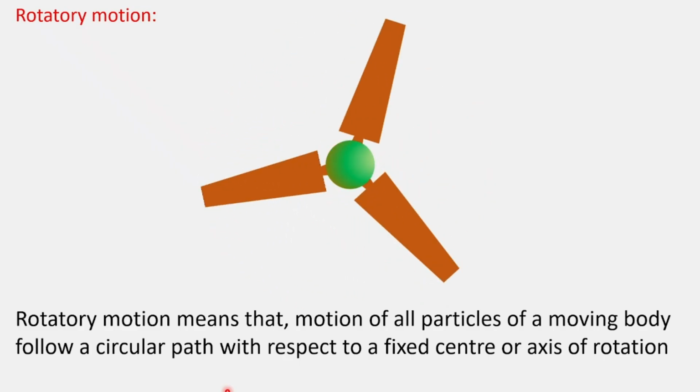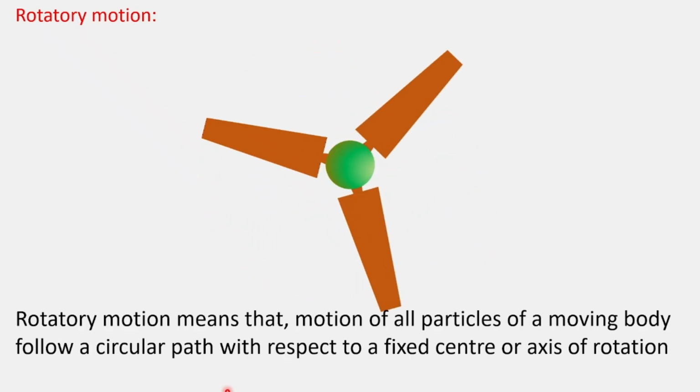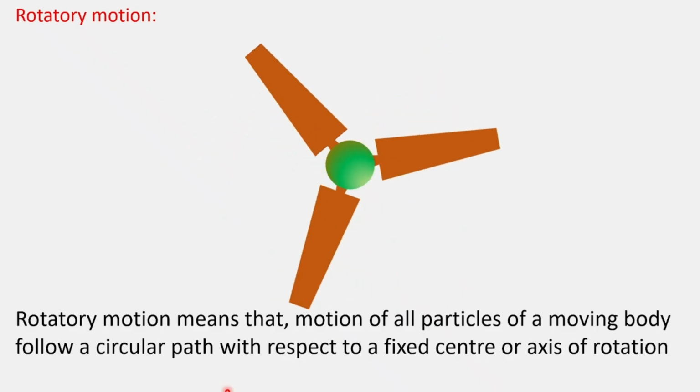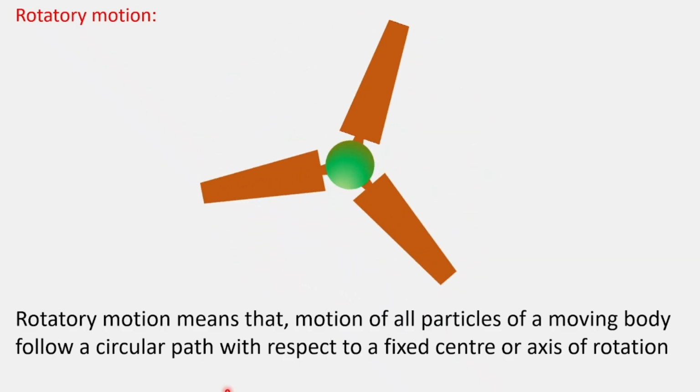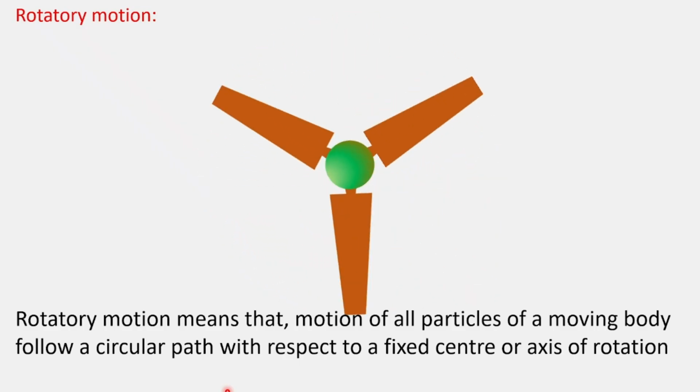Rotatory motion means the motion of all particles of a moving body follows a circular path with respect to a fixed center or axis of rotation. Here is a football on the ground. If it moves forward, what type of motion is this? Here two motions are there: rotatory motion and translatory motion.